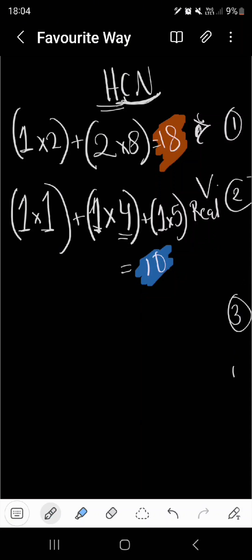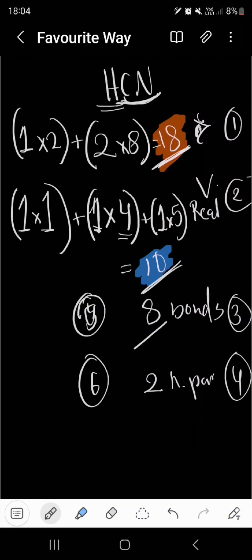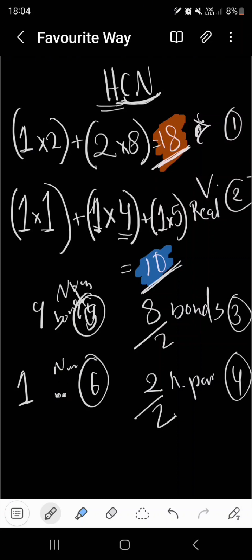The third and fourth steps, bonds and non-participant, which is when we subtract 10 from 18, we'll get 8, and then 8 from 10, we'll get 2. Now the fifth and the sixth steps, which is when we divide by 2, divide by 2. Now we'll get 4 as the number of bonds, and we'll get 1 as the number of paired electrons.